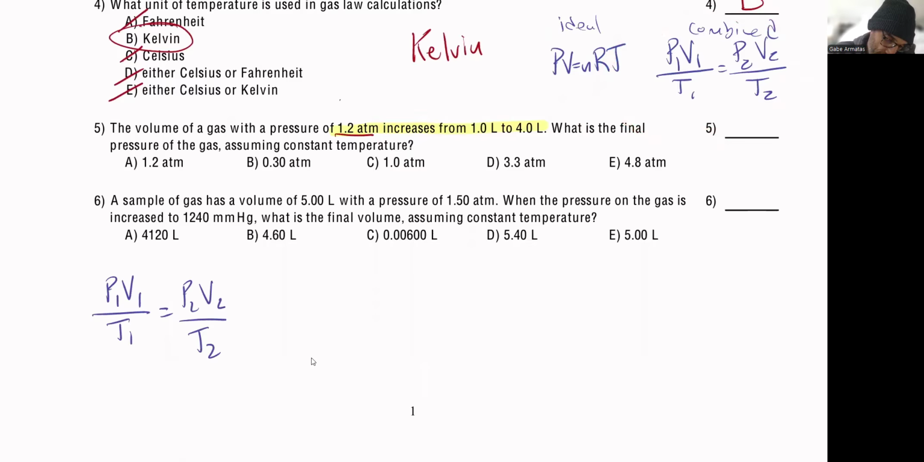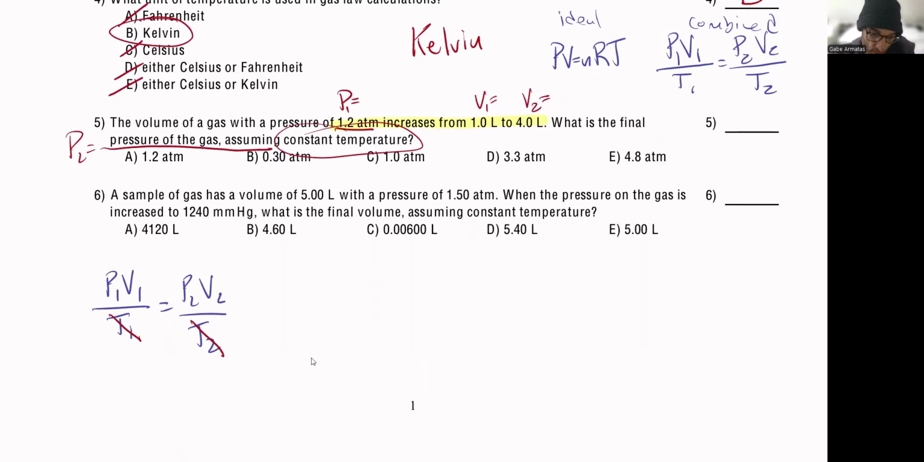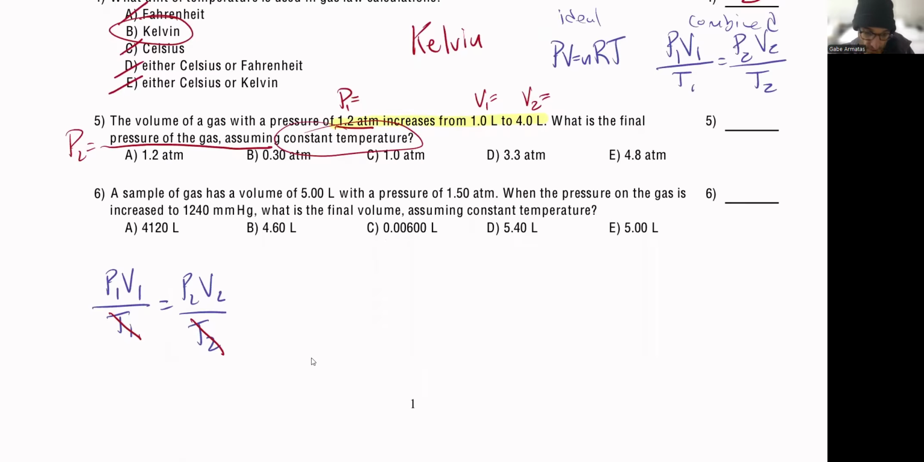1.2 atmospheres. This is a pressure. We're going to call this pressure 1. So a volume of a gas with a pressure of 1.2 atmospheres increases from 1 liter. So that's my first volume to my second volume, 4.0 liters. What is the final pressure? So what we're looking for is P2 and a constant temperature. Because I'm at a constant temperature, I can just cross those out and ignore those. So the new equation is P1V1 equals P2V2.